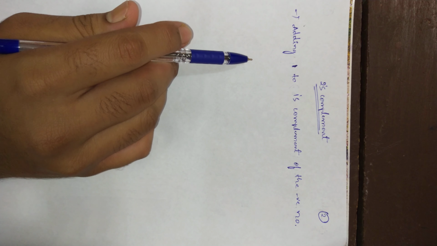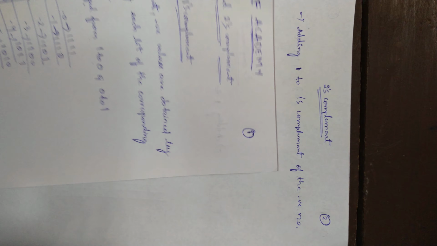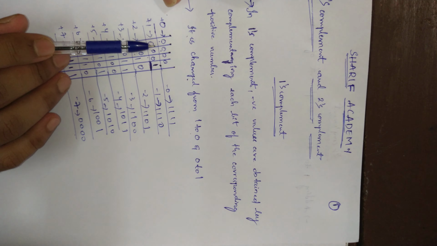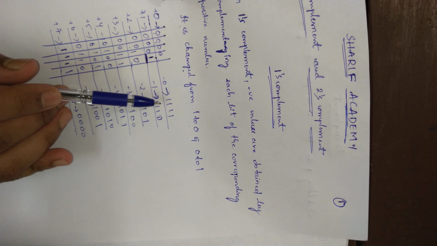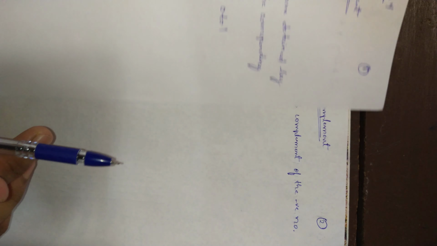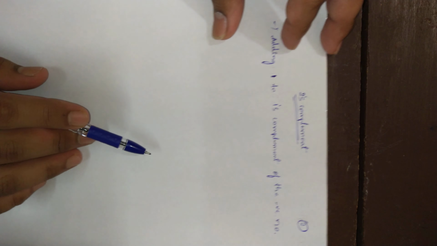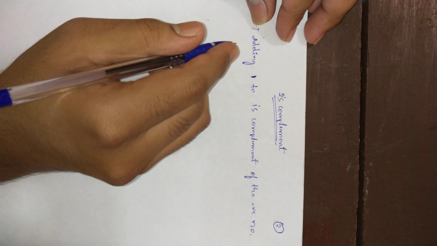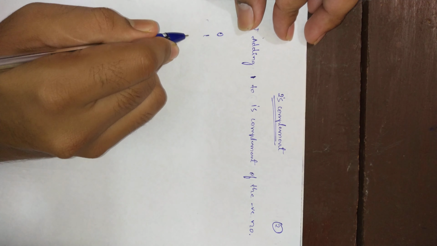For one's complement, what did you do? You replaced 0 with 1. Now here what you are going to do is, for the negative number, you have to add plus 1. That's it. Now write the same. First write the numbers 0 to 7.